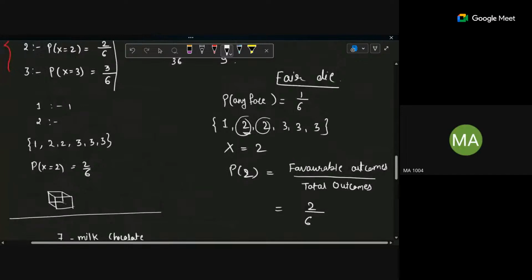Ma'am, can we do this question by making cases? Question by? By making cases. You are not clear. Can you write on the chat? Or the voice is not clear.